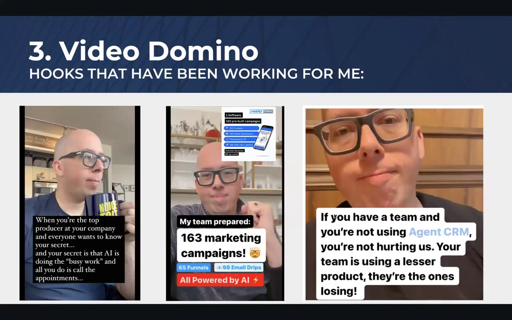Here are some hooks that I've been using that have worked really well for some of my video dominoes. You can take these and feel free to use them. One of them is me, and I don't actually talk. The text says, when you're the top producer at your company and everyone wants to know your secret, and your secret is that AI is doing the busy work and all you do is call the appointments. That's me, just sitting there sipping coffee. People click on that and they go to the agent CRM page.